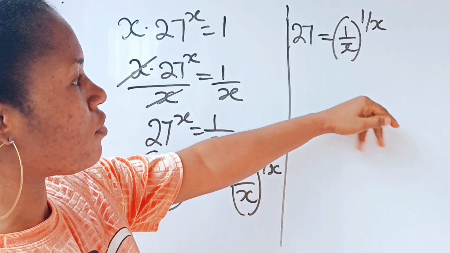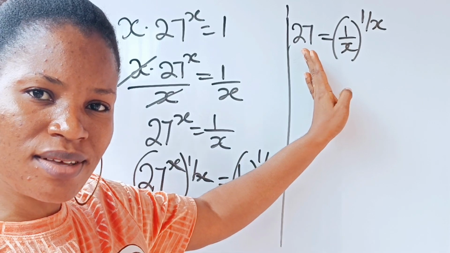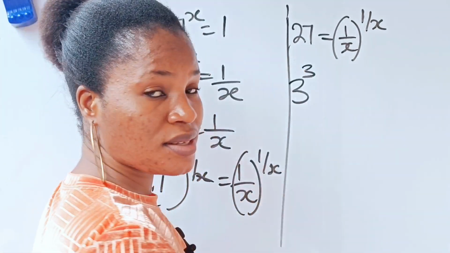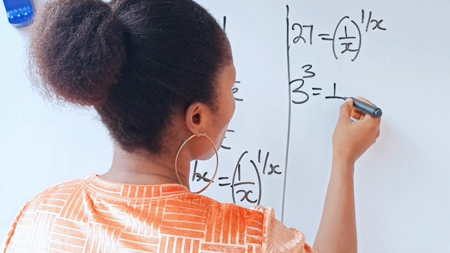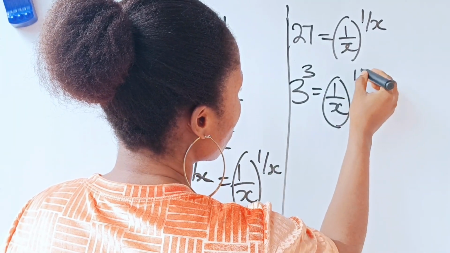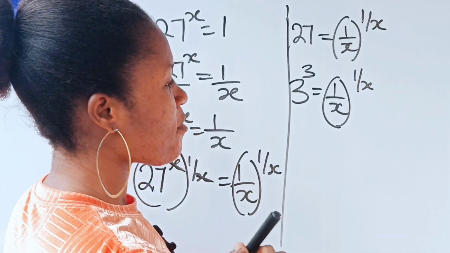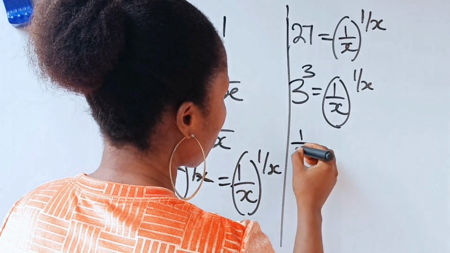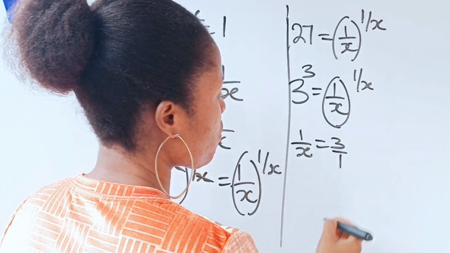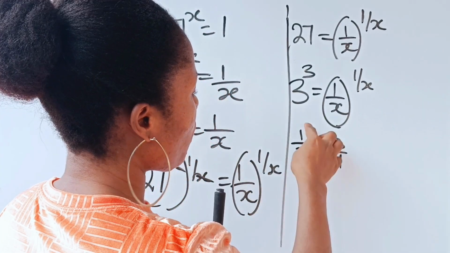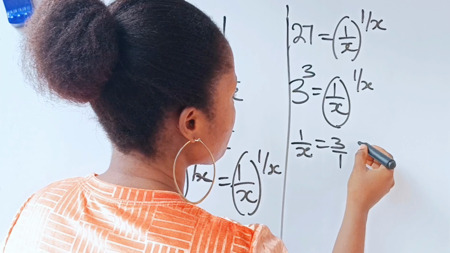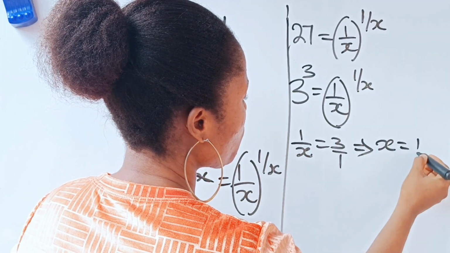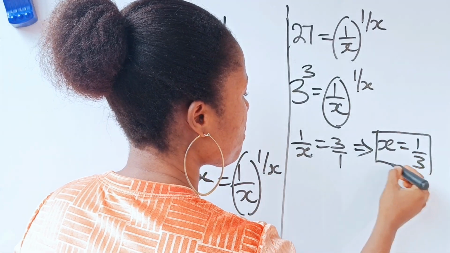So this is what we have. Now when you look at this, we can express 27 as 3 to the power of 3, right? Okay, so this is equal to 1 over x raised to the power of 1 over x. Now by comparison, we can see that 1 over x is equal to 3 over 1. All right, so if 1 over x is equal to 3 over 1, that simply means that x is equal to 1 over 3. So this is the value of x.